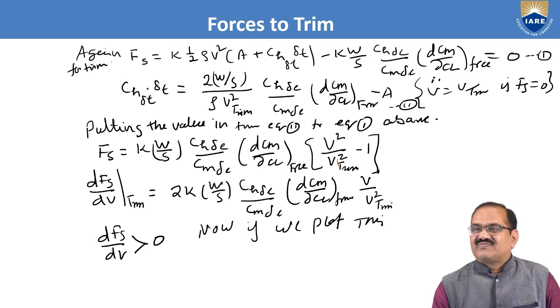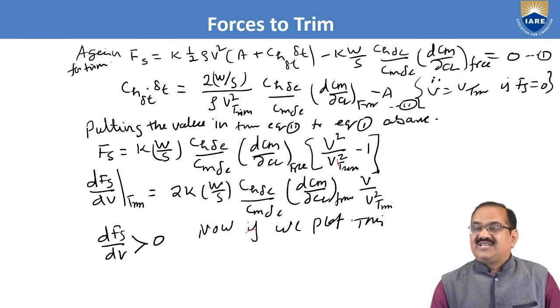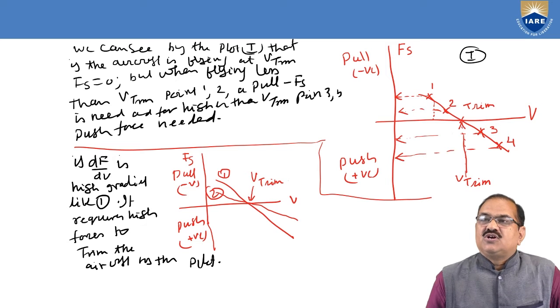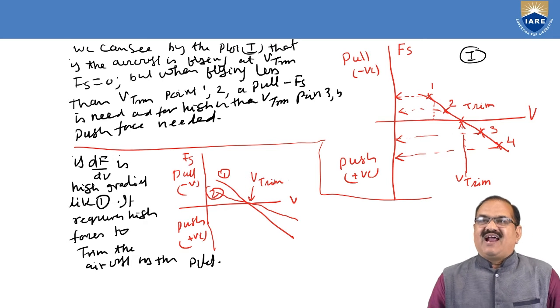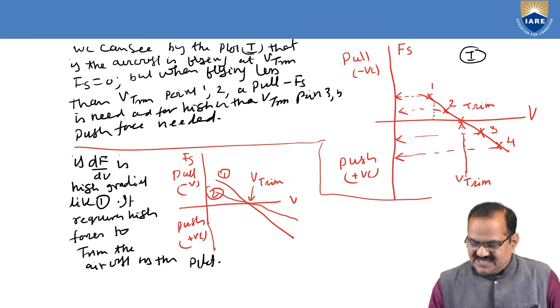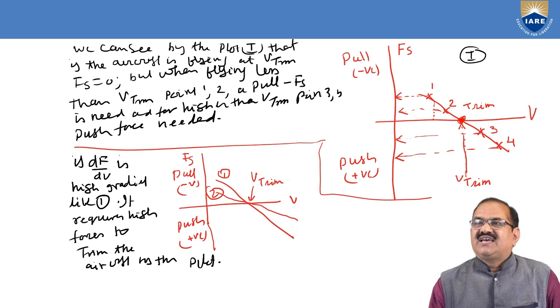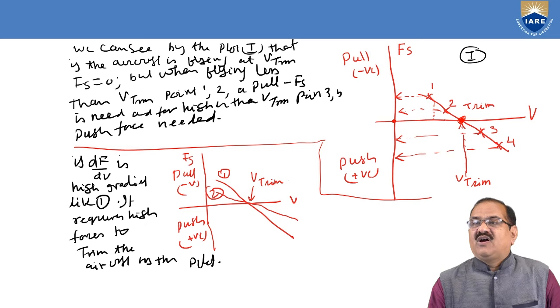So if dFs/dV is greater than 0, and now if we plot this, what will happen? We can see by the plot here that if the aircraft is flying at V_trim, Fs is equal to 0. This is the V_trim here. If you are flying at this point, Fs is 0. But when flying at less than V_trim, somewhere here, points 1 and 2, a pull force is needed, it is negative.